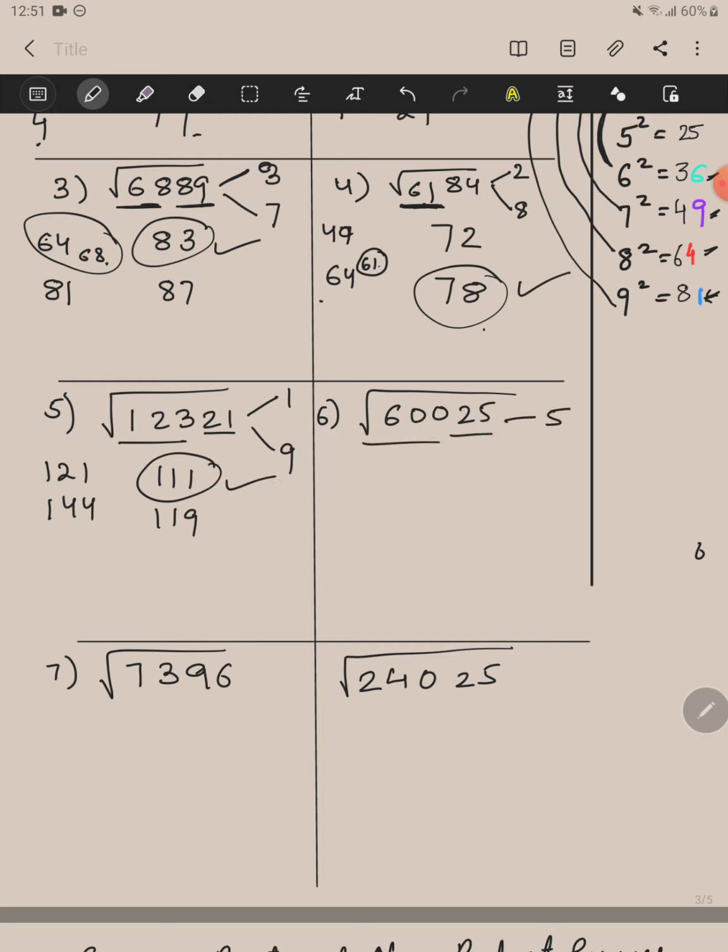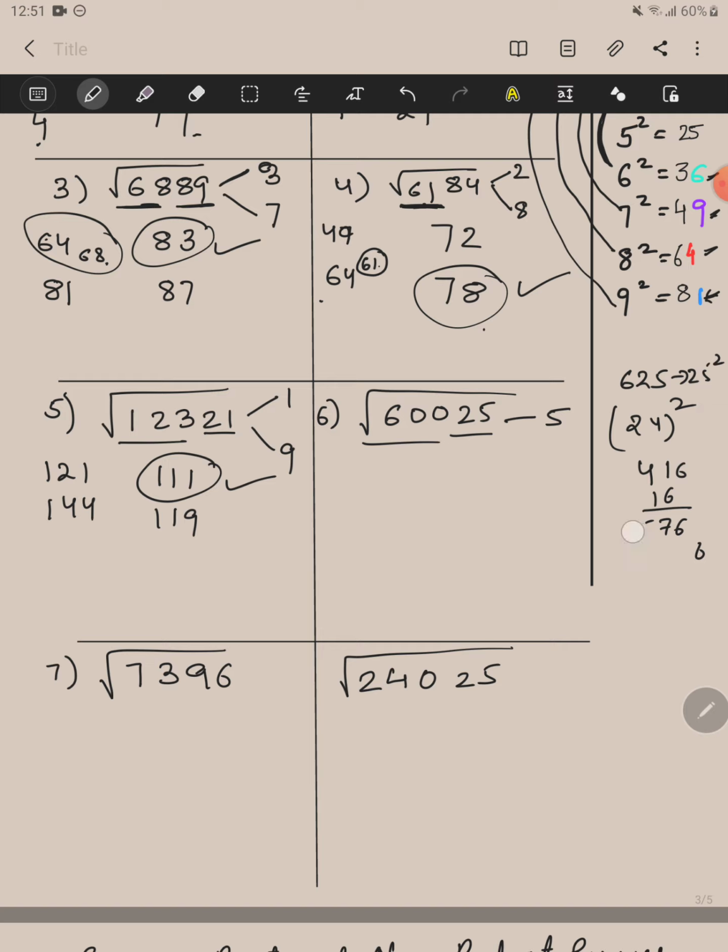25 option is only 5. 600. 625 is for 25 square. Then comes 24 square. Can you find 24 square by yourself? Let's find it with the method that we have learned just now. 24 square is 16. 4. 2 into 4, 8. 8 into 2, 16. 576.